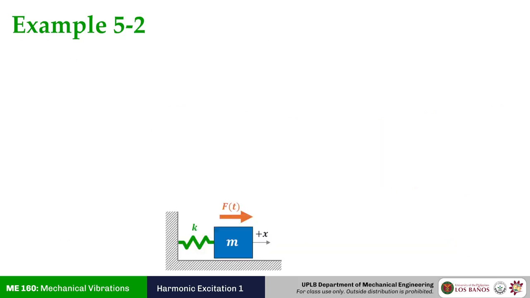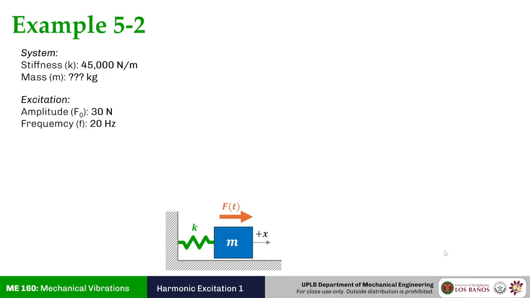Okay, so we have example 5.2. It's just the next page from the previous example. Here we're given a mass-spring system. We don't know the mass, but we do know the stiffness. It's 45 kilonewtons per meter. Since we don't know the mass, we're going to figure it out by vibrating the entire system from rest. We're going to vibrate it with an amplitude of 30 newtons and 20 hertz. Now, the developed amplitude of your system is 0.2 meters. Find the mass of your system.